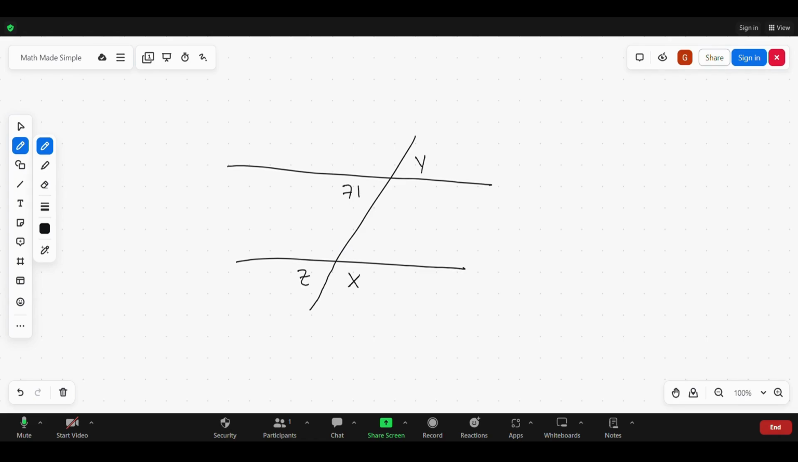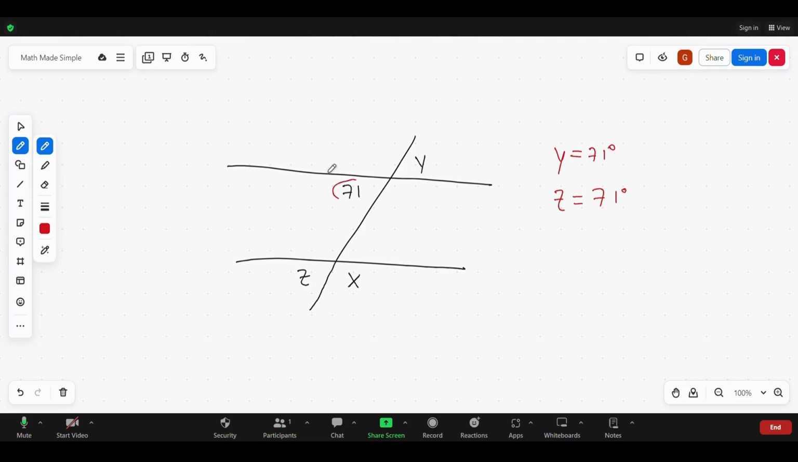Feel free to pause the video and do this on your own, but I'm just going to go right ahead. The first thing that we'll recognize is that this angle measure of 71 and Y are vertical angles. Well, that means that Y has the same angle measure as 71. So Y is equal to 71 degrees. Now, what about 71 here and Z? Those are corresponding angles. So what is a corresponding angle? They have the same place at the intersection, so they are equal to each other. Z is also equal to 71 degrees.